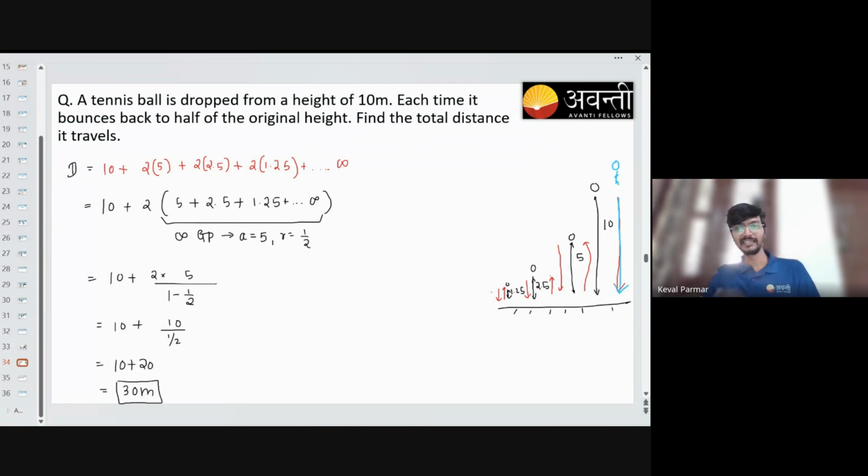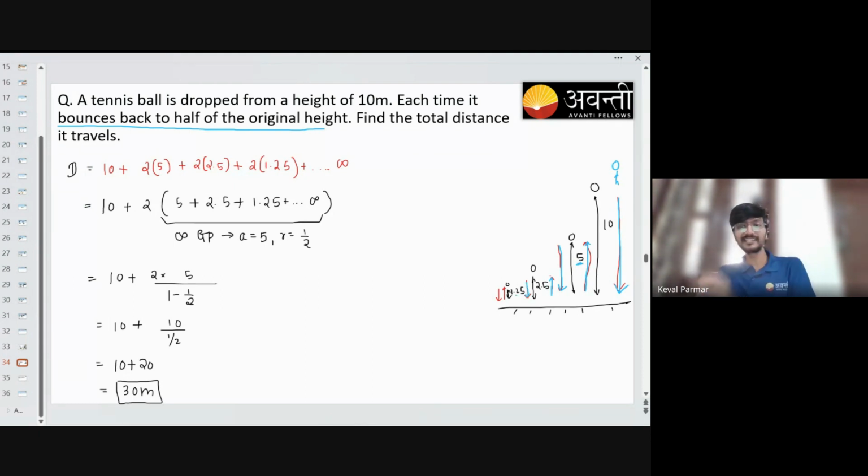Then they are saying the ball bounces back to half the original height. That means the height was 10 before, then it'll bounce back to 5. And then after bouncing back to 5, it will again drop 5 meters. So the ball covered a 5 meter distance 2 times, once for bouncing up and once for bouncing down. Now again on the third jump, when the ball bounces back up, it will be half of 5, so 2.5. It goes up 2.5, then again gets 2.5 down.